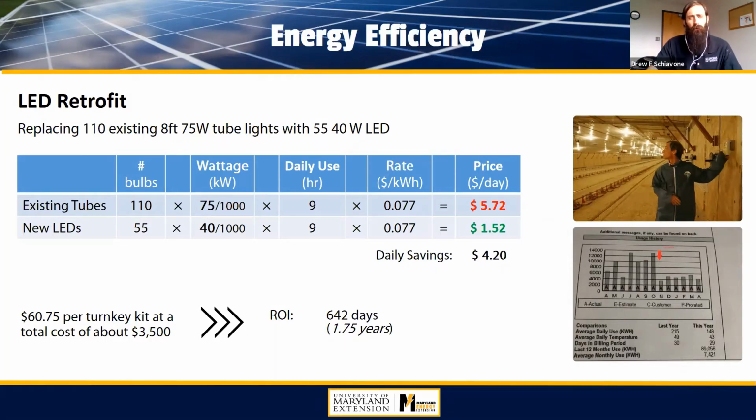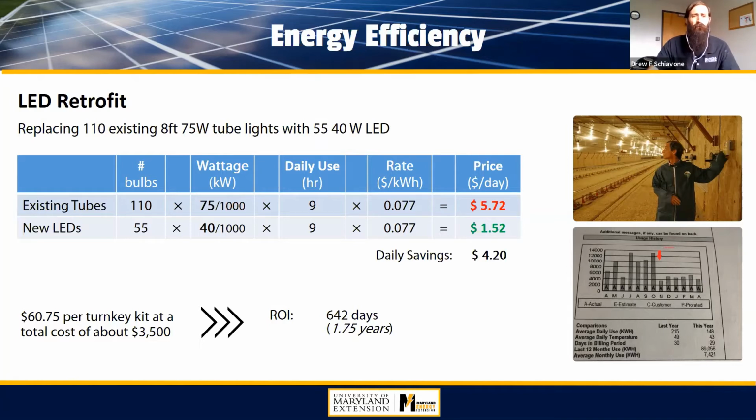So this is an example of a poultry housing operation. They're wanting to replace their existing tube lights with new energy efficient LED bulbs before they even consider solar photovoltaics. And so they're taking 110 bulbs. Those are 75 watts each. And that comes out to just under $6 a day to operate those lights. That's not including any other ventilation or any other energy usage, just lights. $6 a day almost for those tube lights, and replacing those with LEDs.